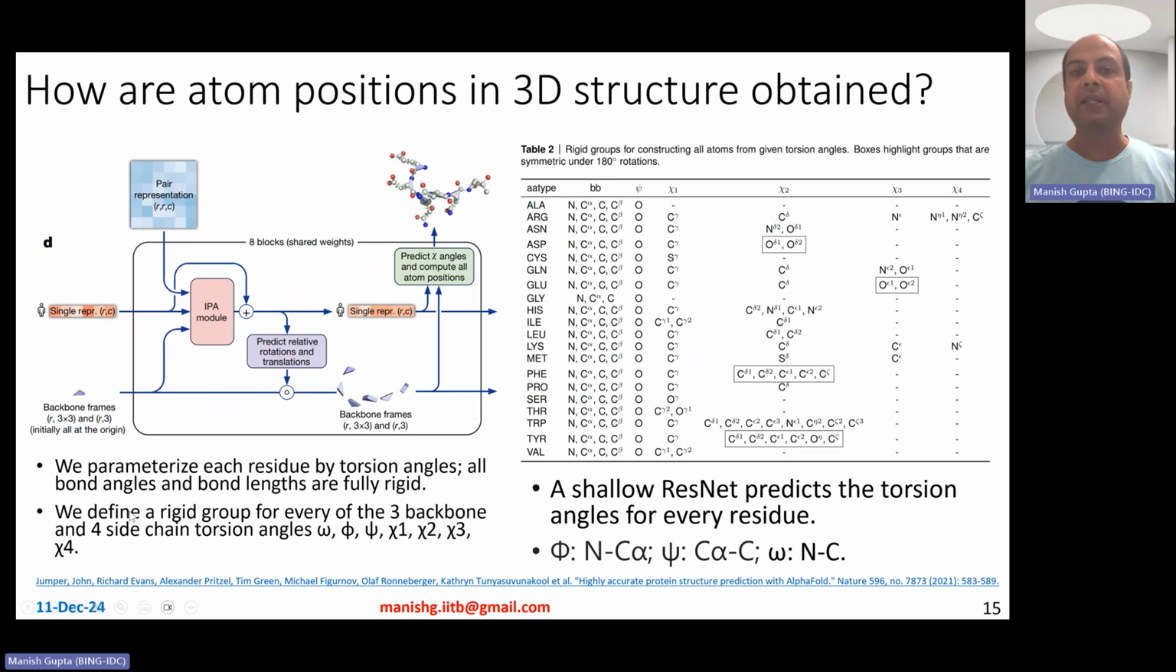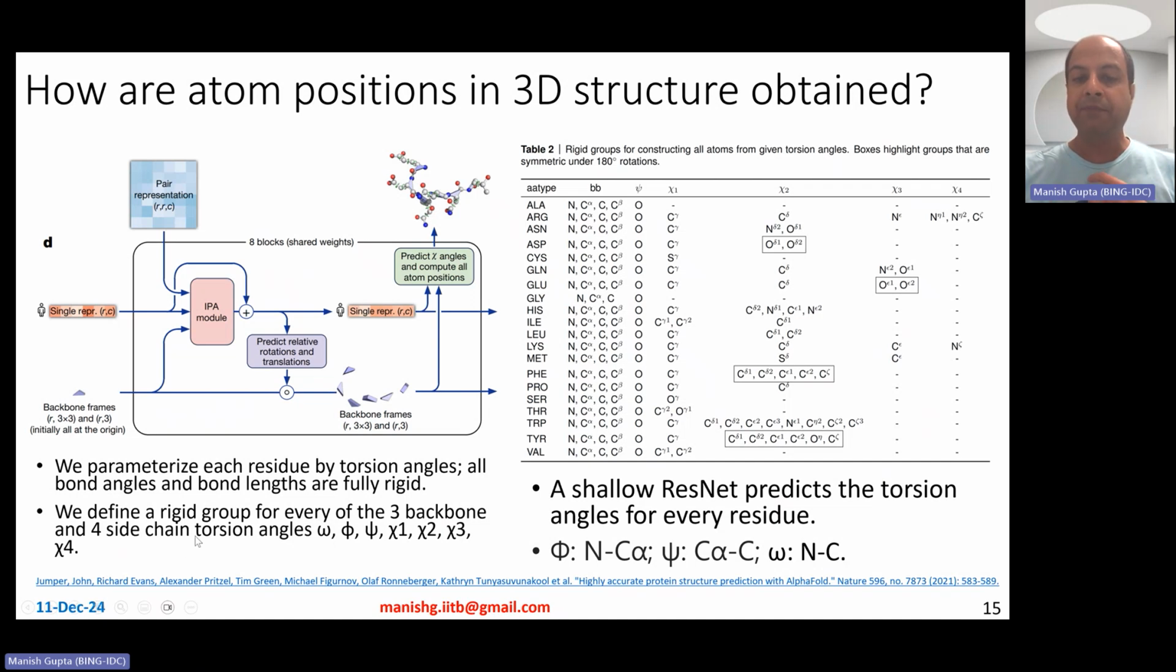And the way this is predicted is by defining a rigid group for every one of the 3 backbone and 4 side chain torsion angles. Okay, we'll talk about what this rigid group is, but there are overall 7 different torsion angles to be predicted: omega, psi, phi, and then chi1, chi2, chi3, chi4.